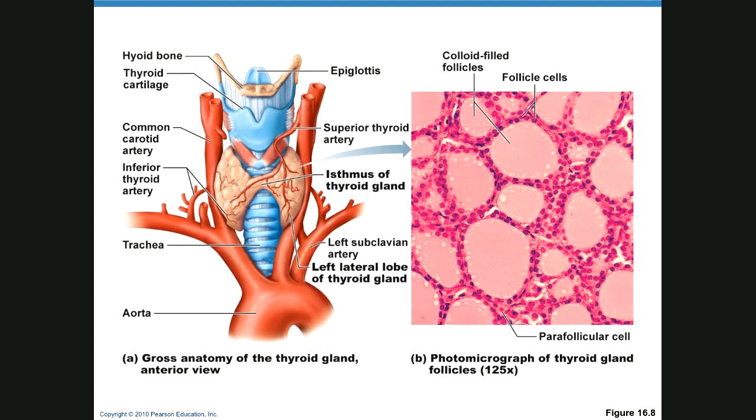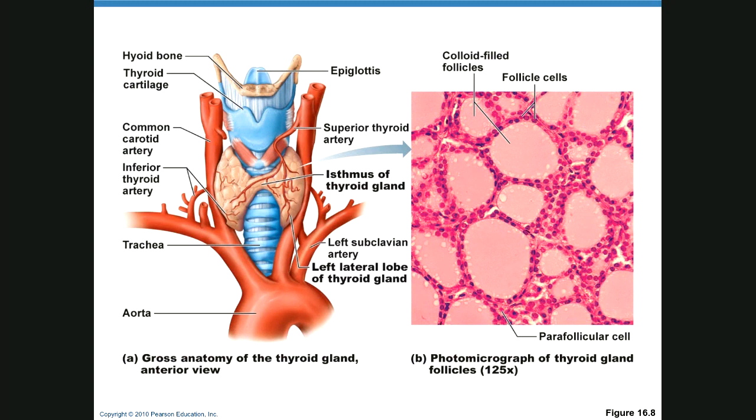This is anterior, because you can see your epiglottis here and the thyroid cartilage here. So this is your isthmus, and these are your lobes of the thyroid gland. You can see they're just where the trachea starts, slightly below, and then to the right and left. Here are your follicles. You have follicle cells that produce the actual thyroid hormone, and then you have parafollicular cells outside those.